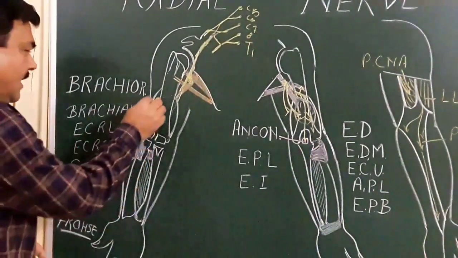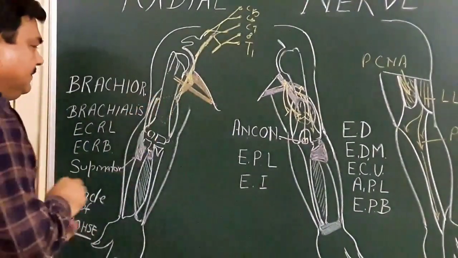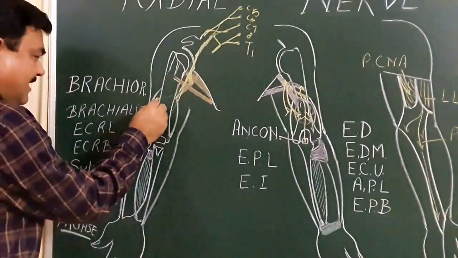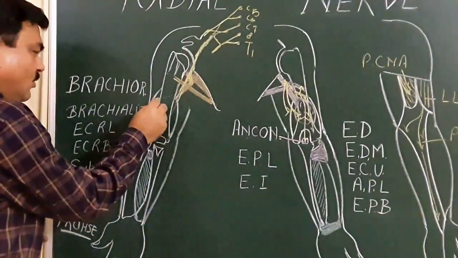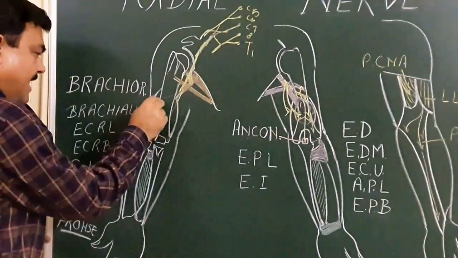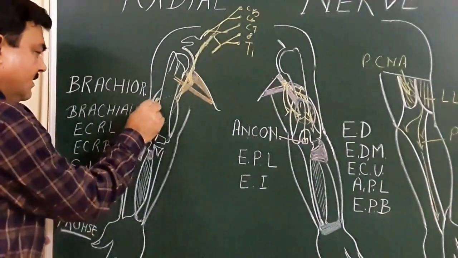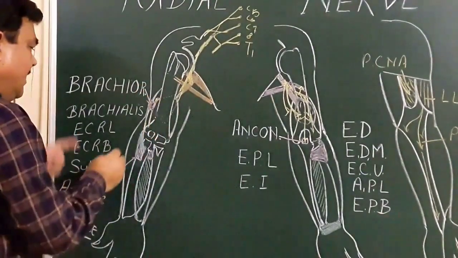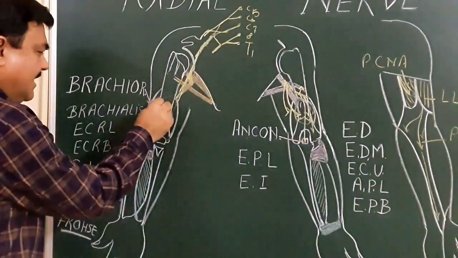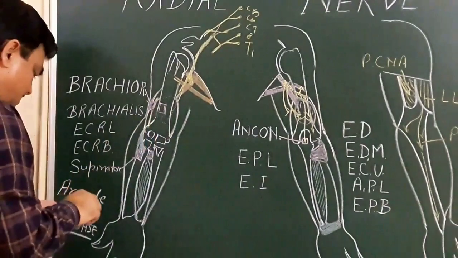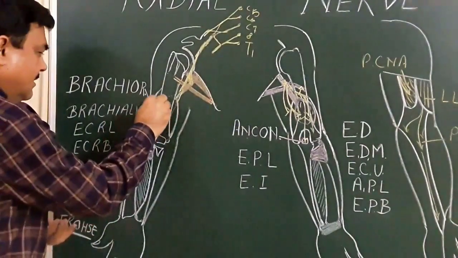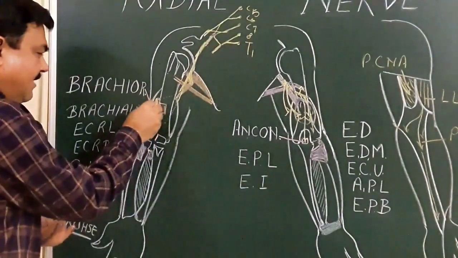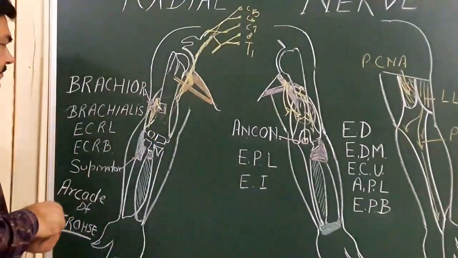So here, in the anterior compartment of the arm, it gives supply to the brachioradialis muscle. Here is the brachioradialis muscle. It gives a branch to the brachialis muscle. Here is the brachialis muscle. So it gives a branch to the brachialis muscle and the brachioradialis muscle.